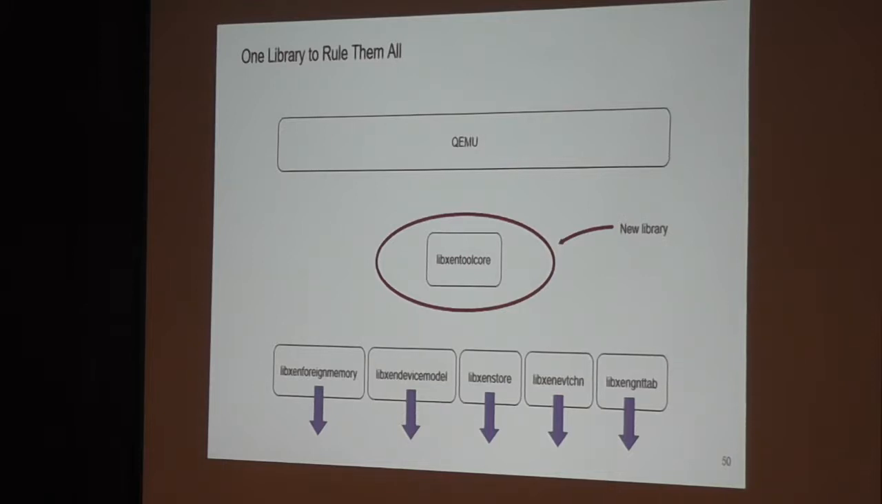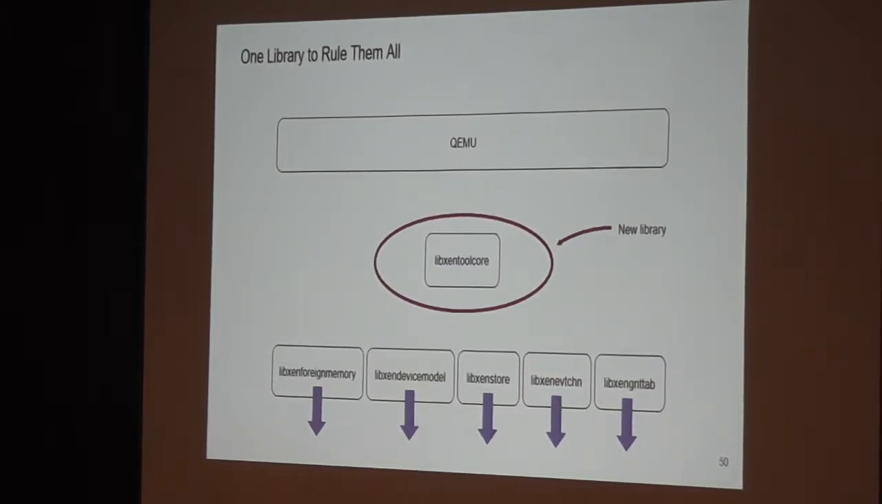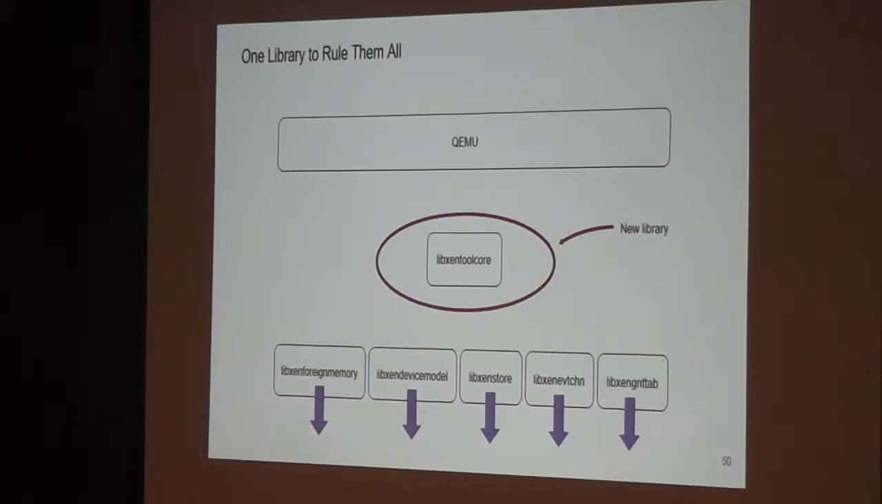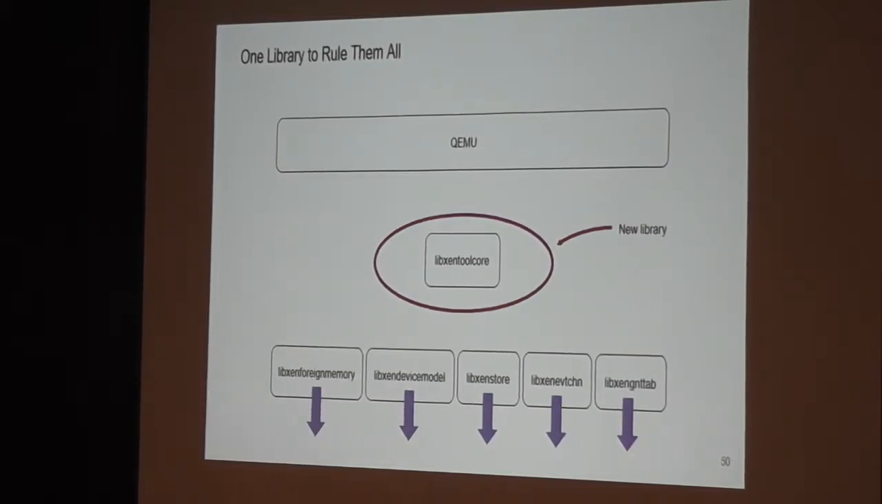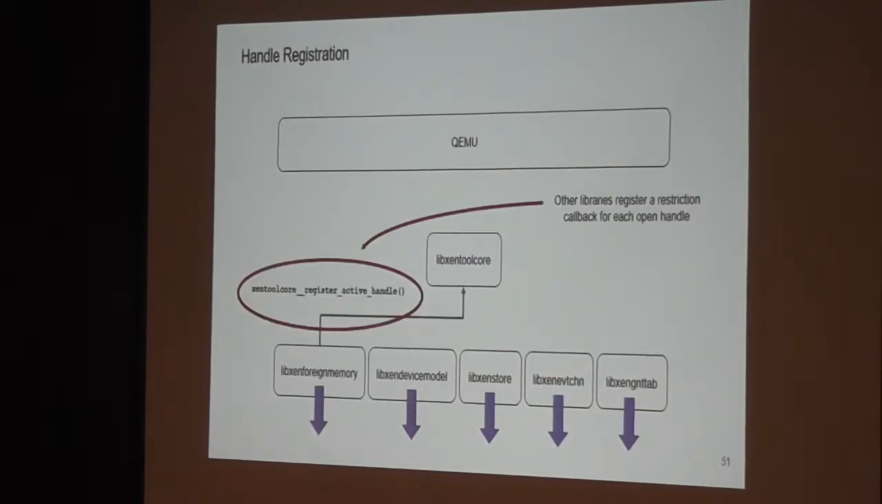So there's a new library, which is essentially one to rule them all. It's called libxentoolcore, and that is there, I think, in 4.11. Not sure whether it went in before. Yeah, it's pretty new. The idea is that it sits there, and each of the other libraries registers any handle that's open with toolcore, and it uses a new API for that: xentoolcore_register_active_handle. So every interface will now register an active handle with the toolcore library.